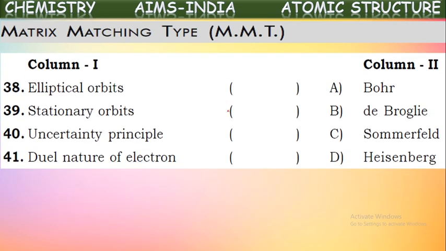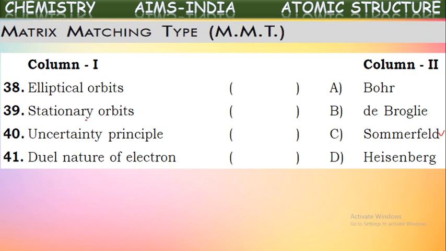Matrix matching type question. Here they make two columns. We have to match the ones in column one with column two options. So here we may get one or more than one correct matchings. So observe carefully and match them. See, elliptical orbits. They have given some concepts and their discoverers, proposers. They have given here. See, elliptical orbits concept was proposed by Sommerfeld. Sommerfeld proposed it. So elliptical orbits.